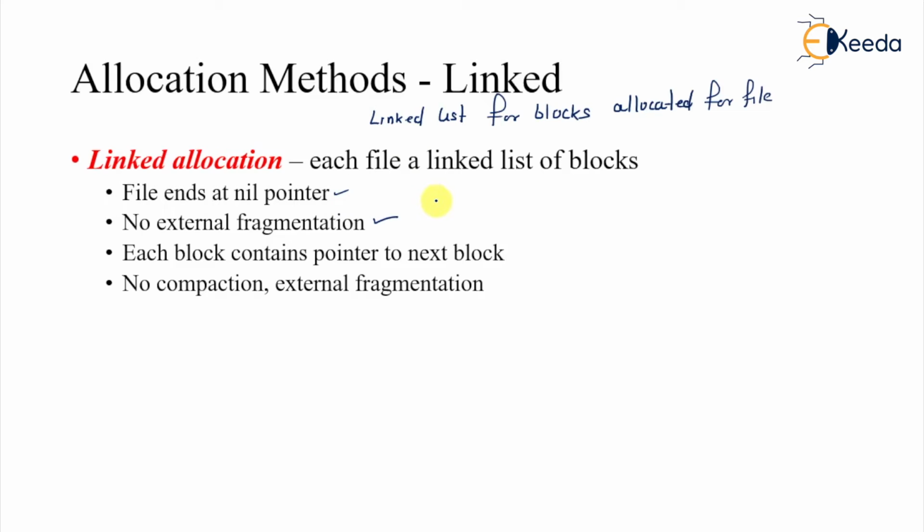So your file can be randomly scattered in the disk, and that gives you an advantage in terms of utilization, but there are some disadvantages associated with this. Each block pointer points to a new block, with no compaction and no external fragmentation. You can see that this is one of the key points of linked allocation.